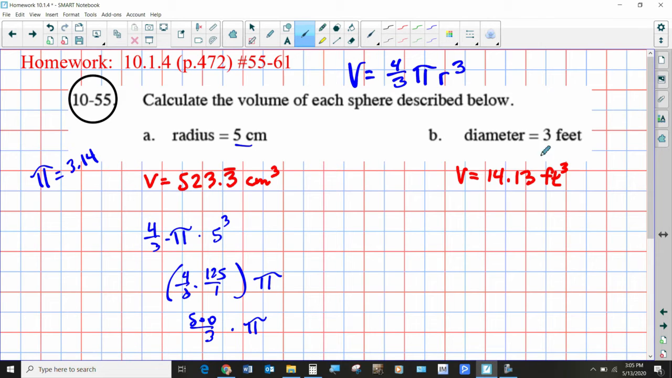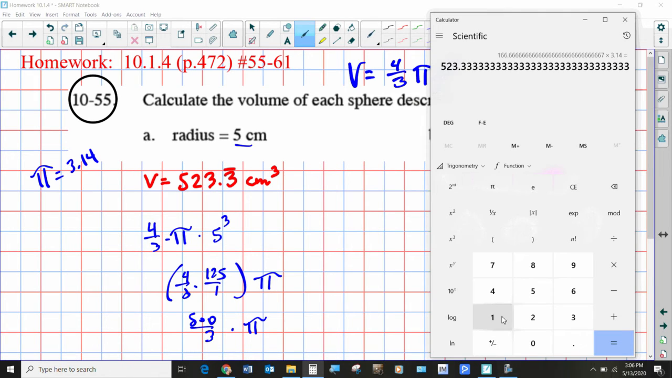So I'll do the same thing here. In this case, however, we don't have the radius yet. We have to take half of that, so the radius is 1.5. So we're going to take 4/3 times pi times 1.5 to the 3rd power, and I'm not sure what that is off the top of my head. So 1.5. Here, look at that. We got a button for raising to the 3rd power. To the 3rd power is 3.375.